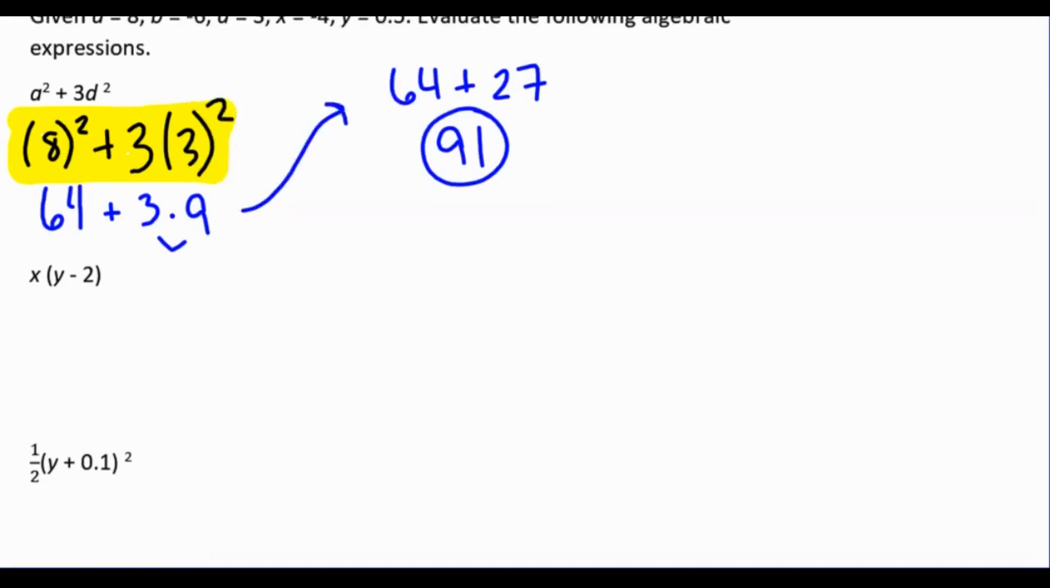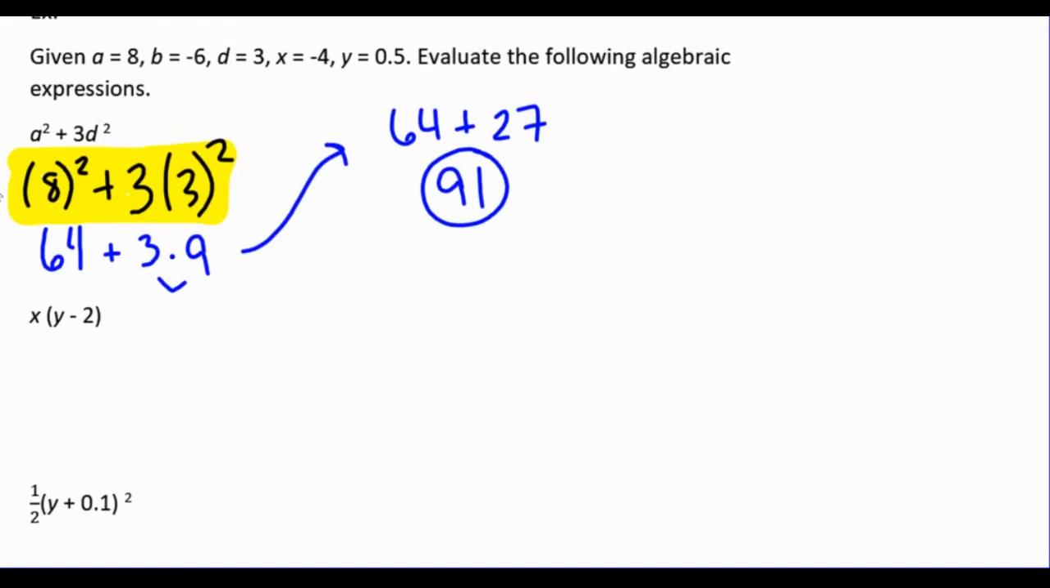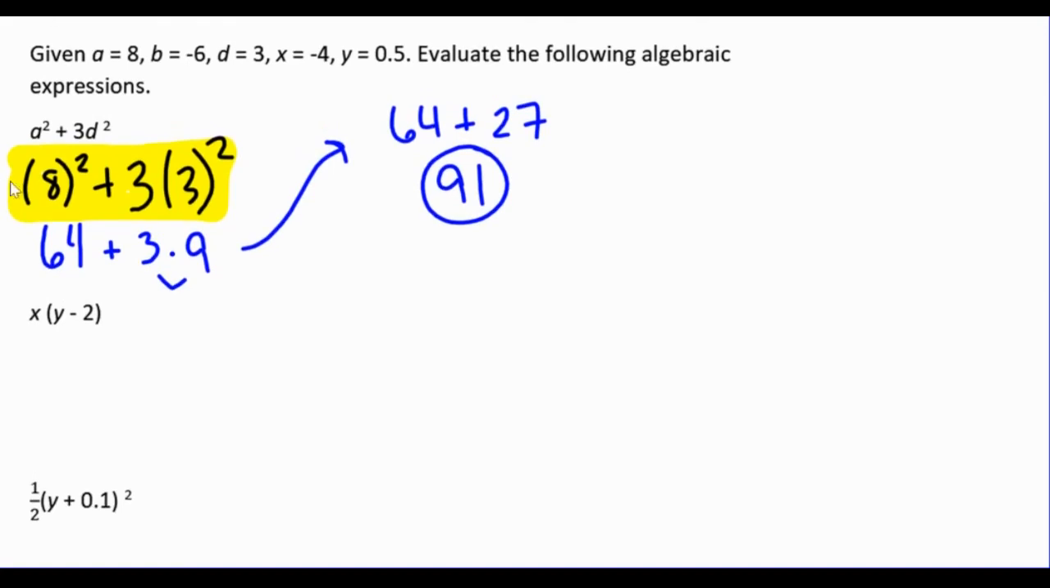Next, we have x times y minus 2, and the y minus 2 is in parentheses. So let's just replace our x of -4, parenthesis, my y value is 0.5 or a half, minus 2.